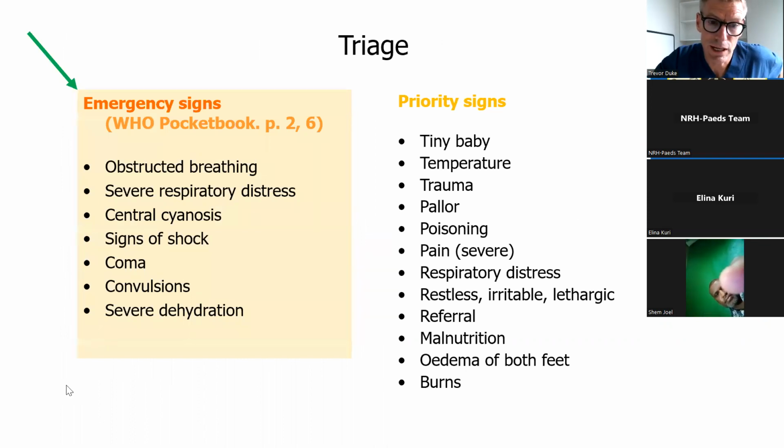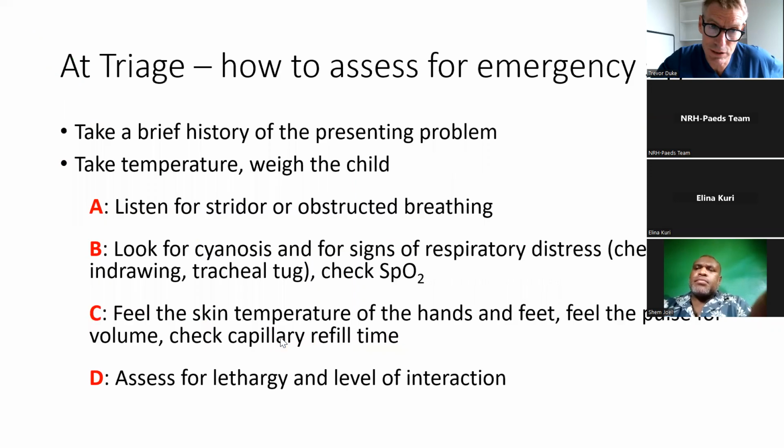WHO says these are the emergency signs which we have adopted: if a child has obstructed breathing, or severe respiratory distress, or central cyanosis, or signs of shock, or coma, or convulsions, or severe dehydration. Then there are emergency signs, and there are also signs of deterioration, a child who's deteriorated from their normal baseline. So these are signs that we can use to detect a deteriorating patient.